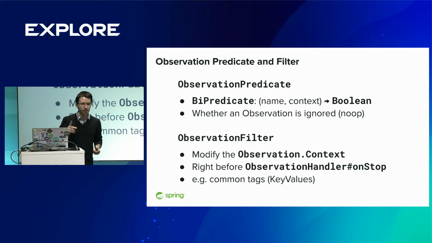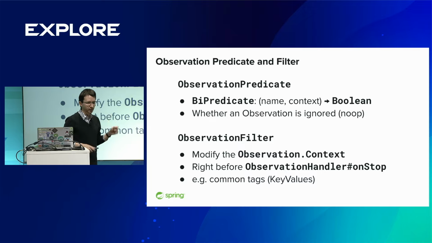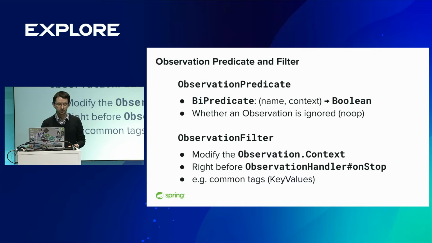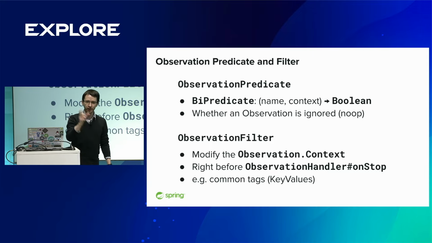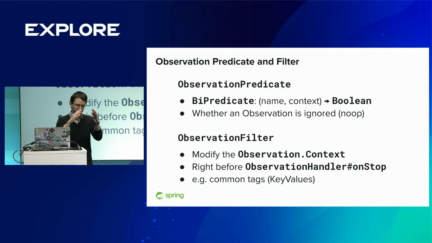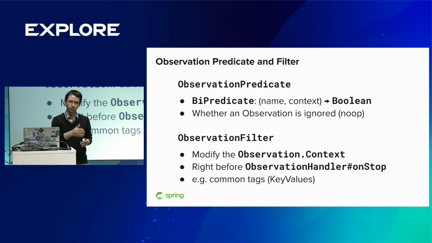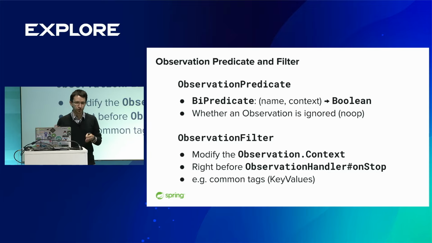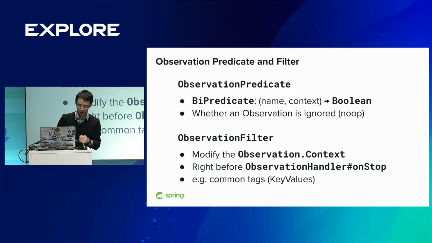So there are two interesting components in the Observation API. One of them is called the ObservationPredicate, and it is a BiPredicate. It's a JDK functional interface, which basically gets a name, the name of the observation, and the whole context object. And based on these two parameters, your custom logic can decide: do I want this observation or not? You can decide to throw it away or keep it. So with the observation predicate, you can decide if you want to ignore that observation or not.